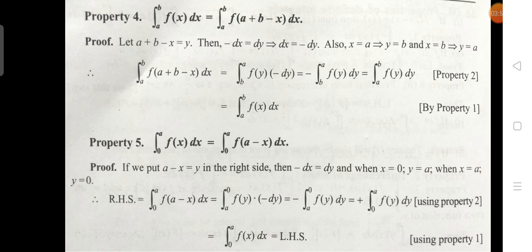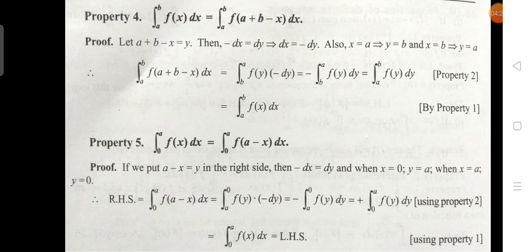Next, the integral from a to b of f of x dx equals the integral from a to b of f of a plus b minus x dx. The proof is also given for you. Let a plus b minus x be y, so minus dx is dy. Here a and b are constants. If we do that, you will get the same answer, so the two integrals are the same.